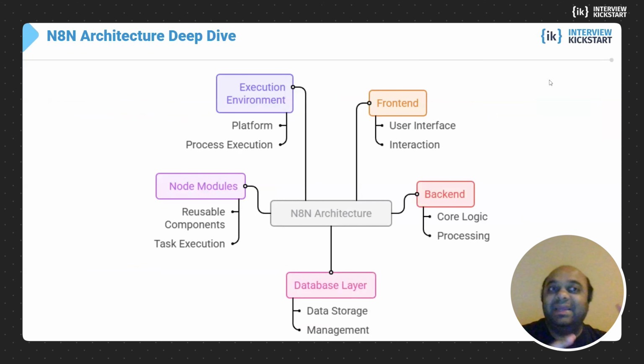So what does the N8N architecture completely comprise of? There's a front end, which is the visual element that you would normally be interacting with. There's a back end that stores the core logic of any of the workflows that you create, processing, automations, automation scheduling. Everything is stored in the backend.